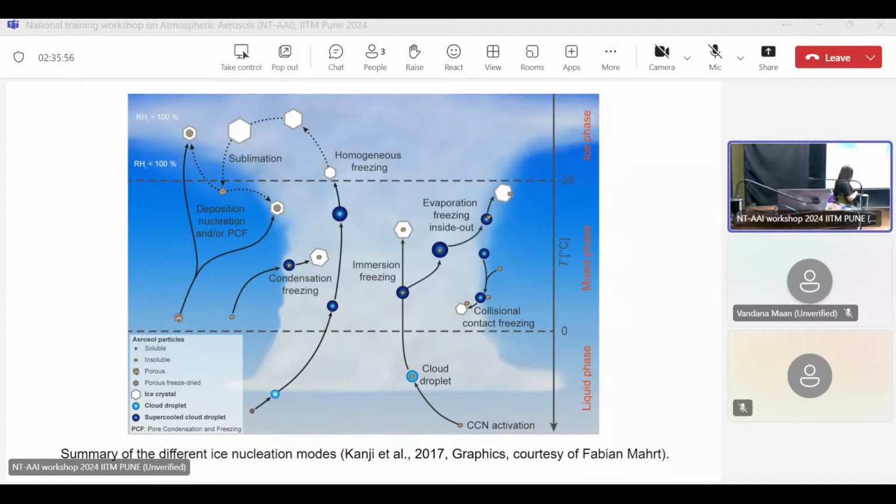And in this figure, I just want to emphasize that you can see here the different modes. Homogeneous freezing is there, at temperatures colder than minus 38 degrees C. And in this window, you have condensation, immersion, evaporation, collision, contact, etc.